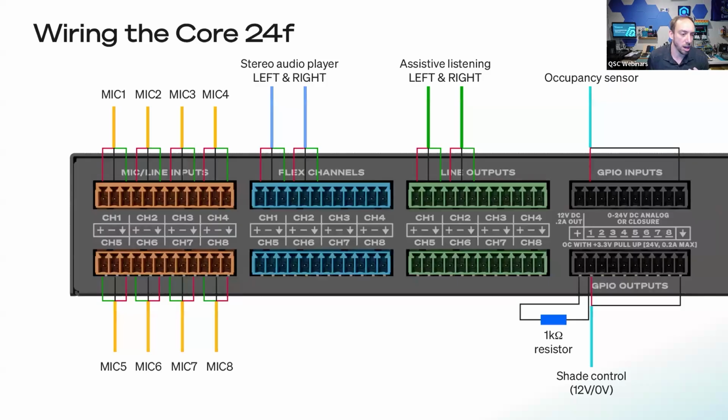And on the back of this, many of you will remember that we took away the GPIO and the OLED panel on the Core 110 during COVID. We have brought those back with the Core 24. So now we have 8 mic line inputs, 8 flex channels, 8 line outputs, and 8 GP in and 8 GP out, as well as the 12-volt DC rail. So you have lots of ways to control that system, shade control, maybe a contact closure for a fire alarm system, talking to an occupancy sensor, whatever you need to do there, you can get at that with the Core 24.